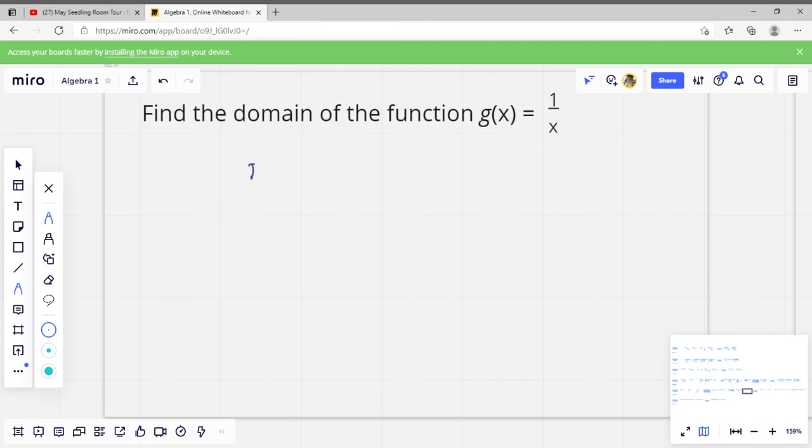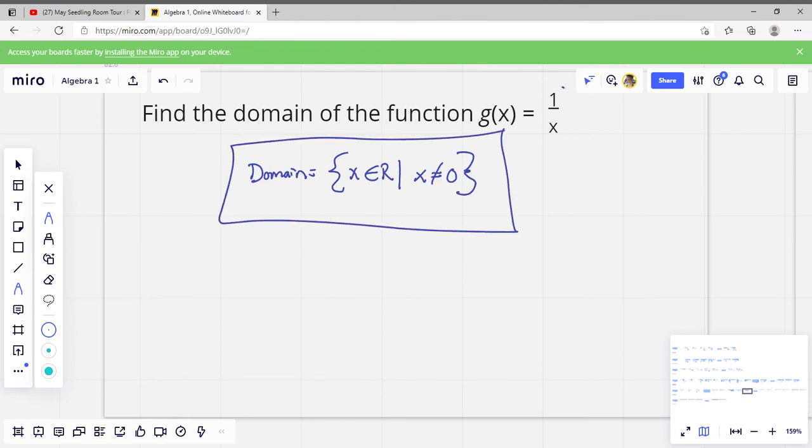So this one's domain equals x is the real numbers such that x is not equal to 0. And that's how you would answer that one. So anytime you have a fraction one, you're just going to say it's real numbers that are not equal to 0.